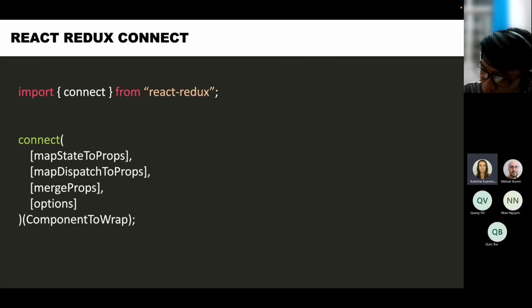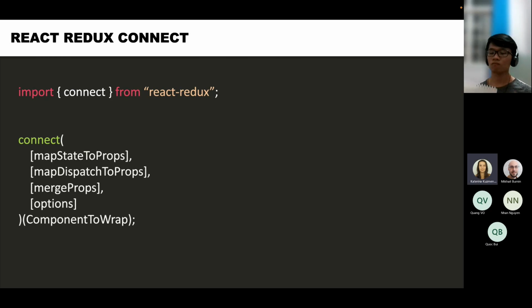Connect has a few parameters, first of all mapStateToProps. This is a function that has two arguments: state and own properties. Also, what I should mention, the result of mapStateToProps must be a plain object, which will be merged into the wrapped component's properties.